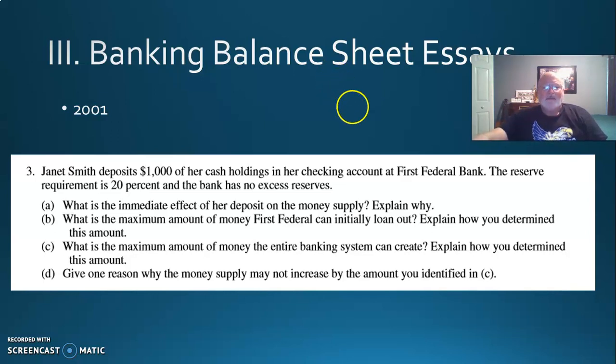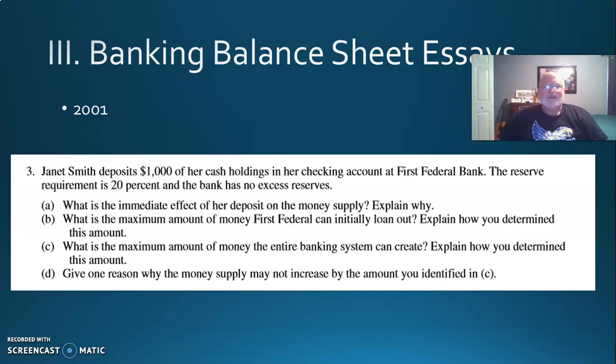Now, what is the maximum amount of money the First Federal can initially loan out? There's the key word, initially. So she puts $1,000 in her checking account. They have to keep 20% of that, which is $200. How much can they loan out immediately? $800. Explain how you determine that amount. You just say she deposited $1,000. The bank has to keep 20%, which is $200. The difference is $800, which they can loan out. You're now up to 4 points.